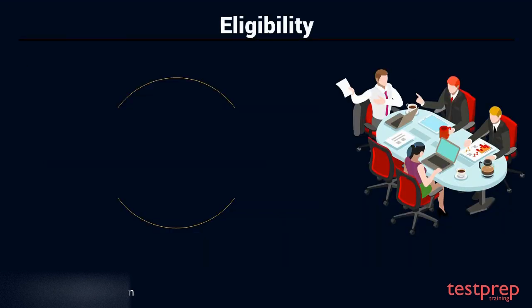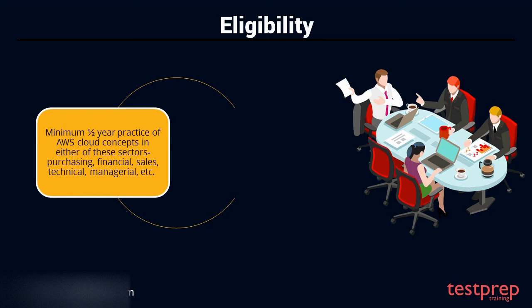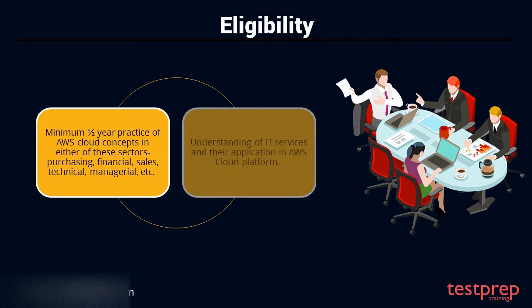Eligibility. Here are some of the basic criteria that need to be satisfied to be able to take the exam. 1. Minimum half-year practice of AWS cloud concepts in either of these sectors: purchasing, financial, sales, technical, managerial, etc. 2. Understanding of IT services and their application in the AWS Cloud Platform.